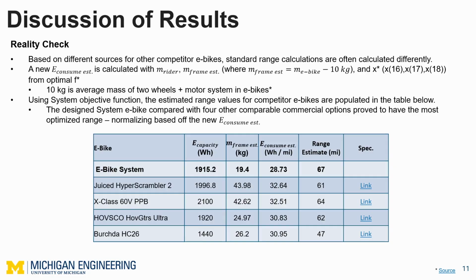A new e-consume estimate is calculated with the mass of the rider, the mass of the frame estimated, where that equals the mass of the e-bike minus 10 kilograms, and the X star, X16, 17, and 18, from the optimal F star value. Note that 10 kilograms is the average mass of 2 wheels plus the motor system in e-bikes. Using the system objective function, the estimated range values for the competitor e-bikes are populated in the table below. The designed system e-bike compared to the 4 separate other commercial options proved to have the most optimized range, normalized based off of the new e-consume estimate.